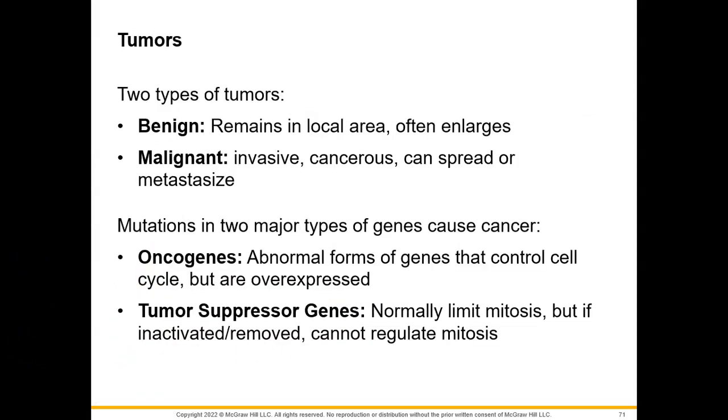There are two types of tumors: benign, which remain in a local area, and they can enlarge. And then there's malignant. They're invasive, cancerous, they can spread or metastasize. Mutation in two major types of genes cause cancer. Oncogenes are abnormal forms of genes that control cell cycle, but they are overexpressed. And tumor suppressor genes normally limit mitosis, but if inactivated or removed, then they cannot regulate mitosis.